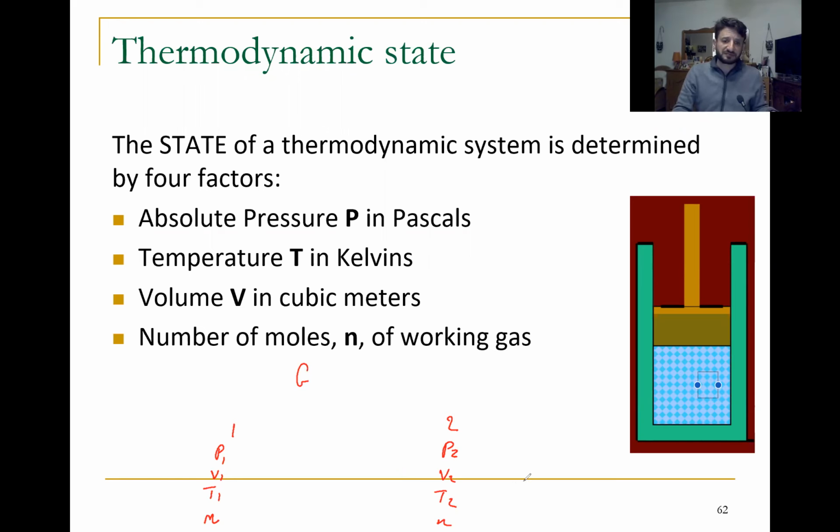In this case, if we have P constant, we can say P1 equals P2. And here we have V1, T1, N, and here we have V2, T2, N. If we have V1 equals V2, but here we have P1, T1, N, and here we have P2, T2, and N, and the same for T.